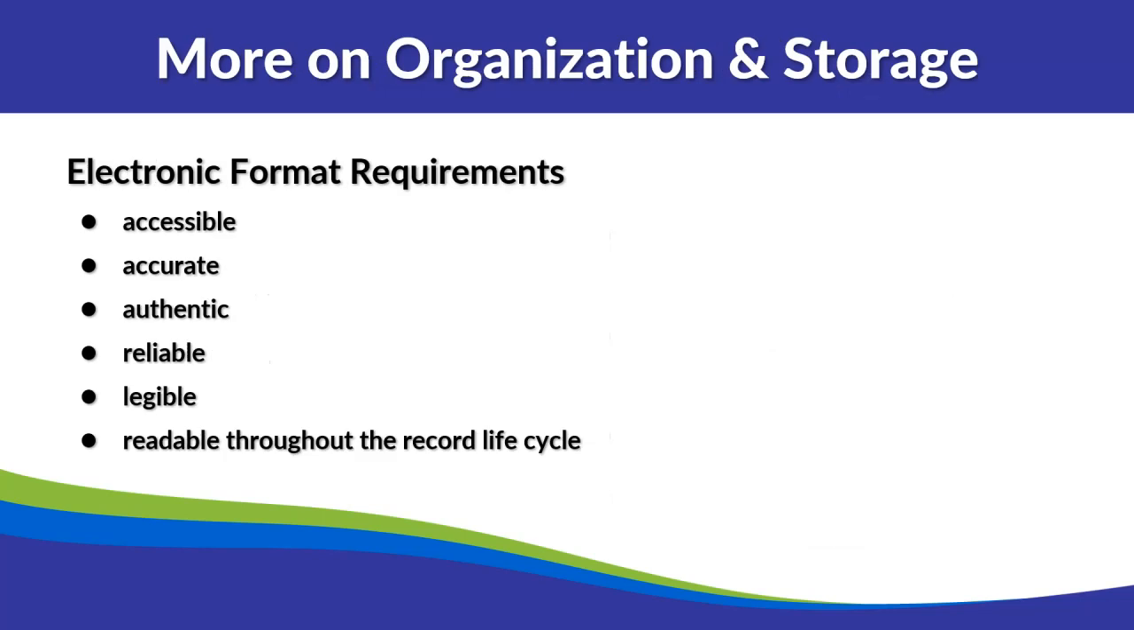If you choose to retain some records exclusively in electronic format, be aware that additional rules may apply. Such records must be kept in formats that are accessible, accurate, authentic, reliable, legible, and readable throughout the entire record lifecycle. Refer to Chapter 12 of the Administrative Code for additional requirements. Generally, major technology systems should meet these requirements.